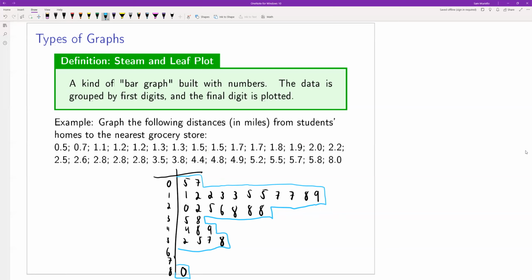There's a good chunk of people that live 4, 5, barely 6 miles from a grocery store. And then there's one student who lives very far. Maybe this student lives on the outskirts of town rather than in the center where most of the students reside. Gives us a nice, quick, easy visual representation of some data. It's nothing special, but it's a very simple way to graph data. Let's take a look at some more detailed ways.